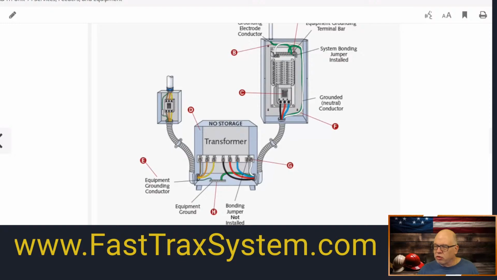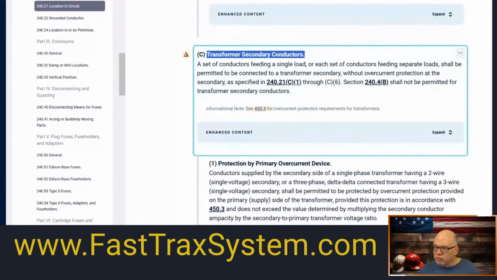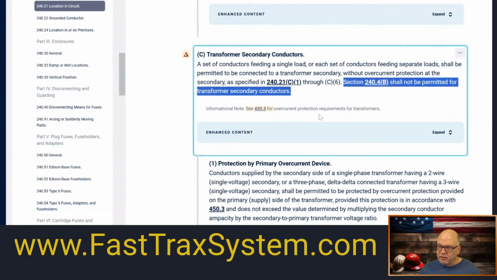And I want to show you what I was talking about. We'll do these one day right here. Transformer secondary. Oops, let me share it. Transformer secondary conductors right here. All right. Notice this is what I told you right here. What does this say? It says 240.4(B) shall not be permitted for transformer secondary conductors.